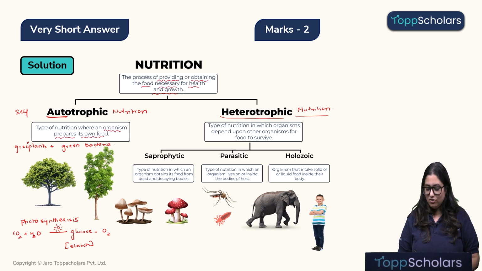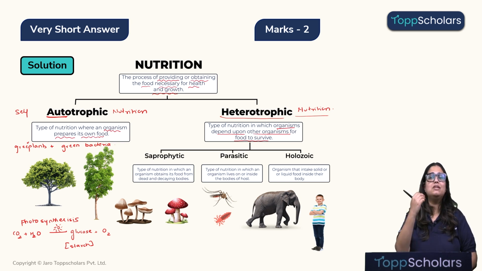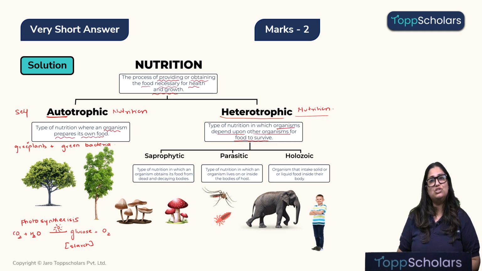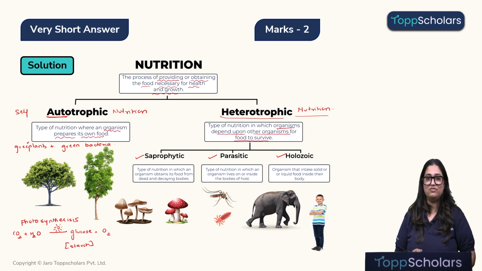Alright, so heterotrophic mode of nutrition is a mode of nutrition in which the organisms depend upon other organisms for food to survive. So they may depend upon plants directly or they may depend upon other animals for food. Heterotrophic mode of nutrition is of 3 types. We have the saprophytic mode of nutrition, parasitic mode of nutrition and holozoic mode of nutrition. Let's understand each of them.